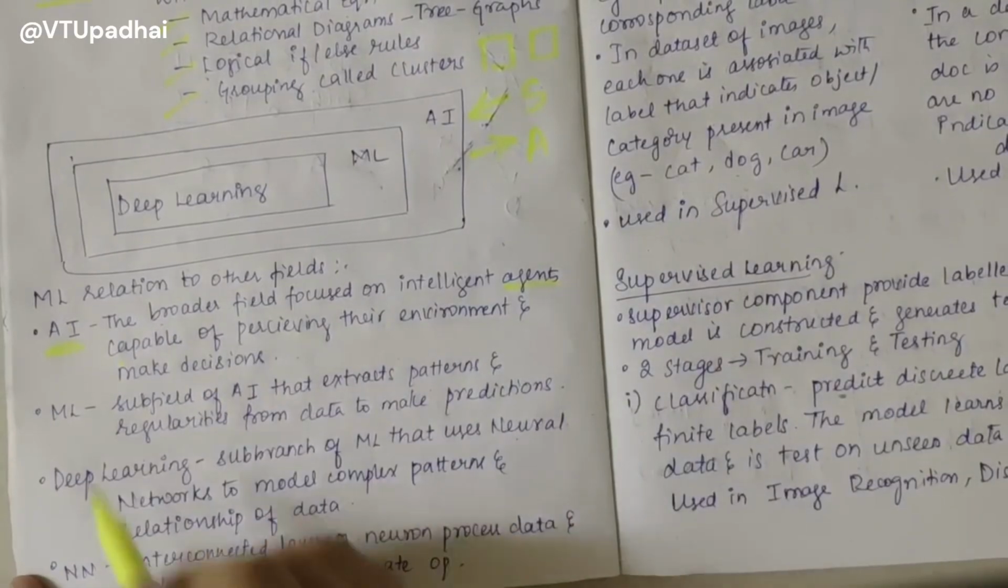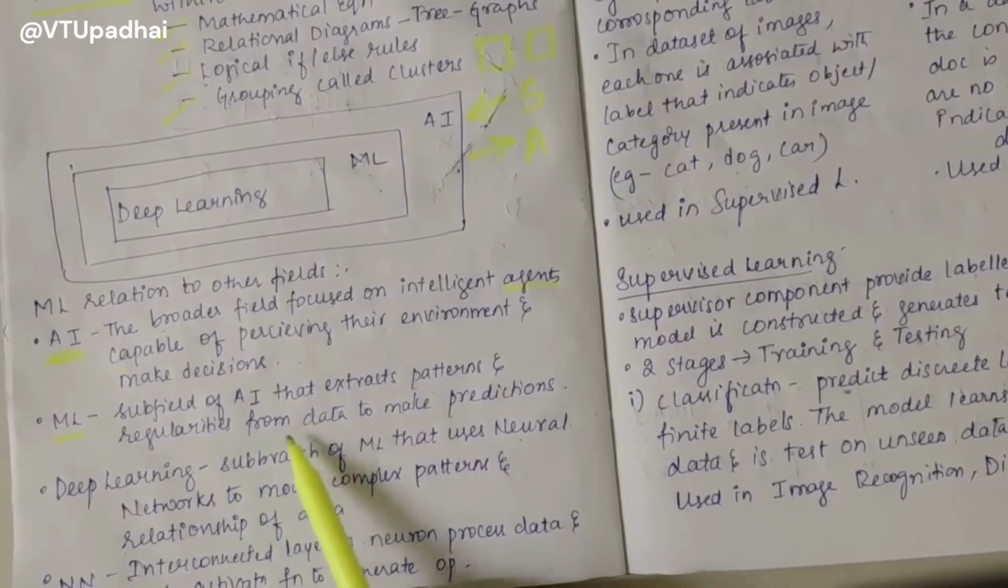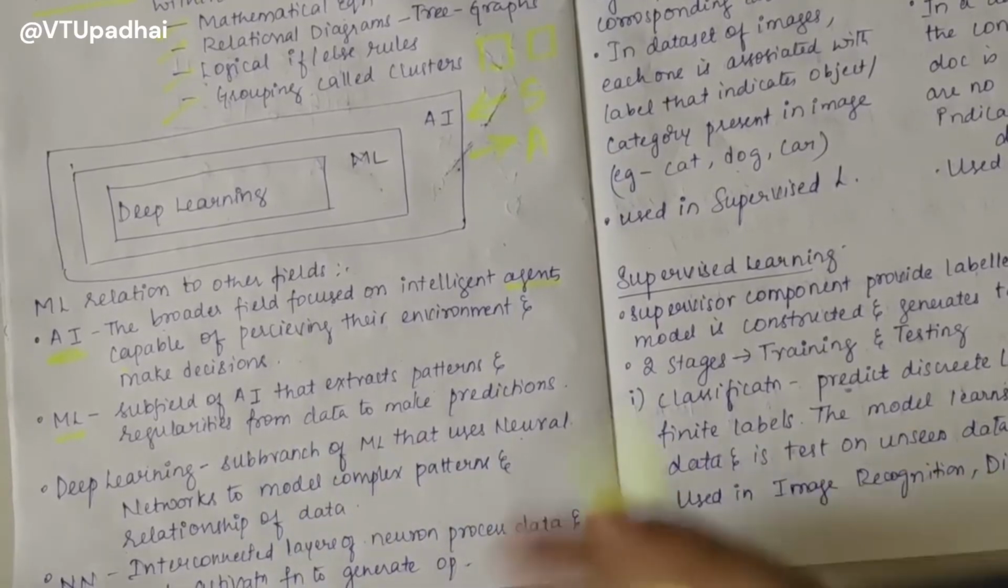So it comes under AI. ML is the subfield of AI that extracts patterns and regularities from data to make predictions. So this was about ML.